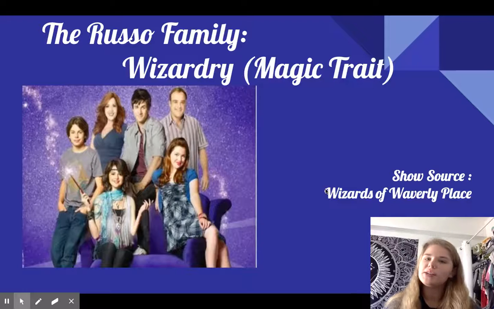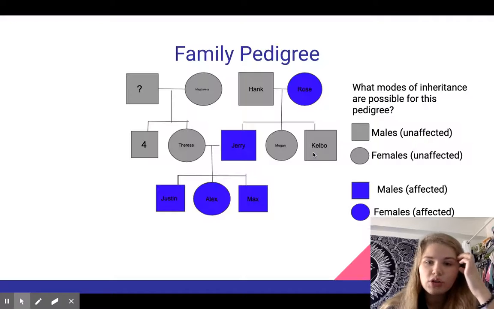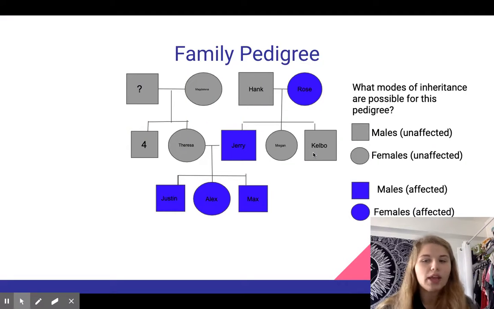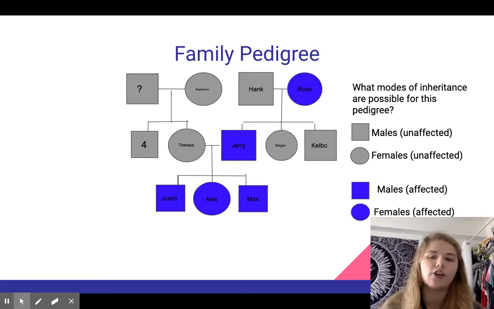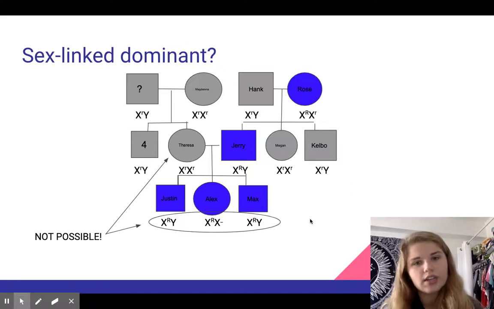Hi, today I'm going to be talking about the Russo family and their magic chain of wizardry, and this is from the show Wizards of Waverly Place. So first I started by creating the family pedigree. The gray males and females mean that they are unaffected, and the blue means that they are affected.